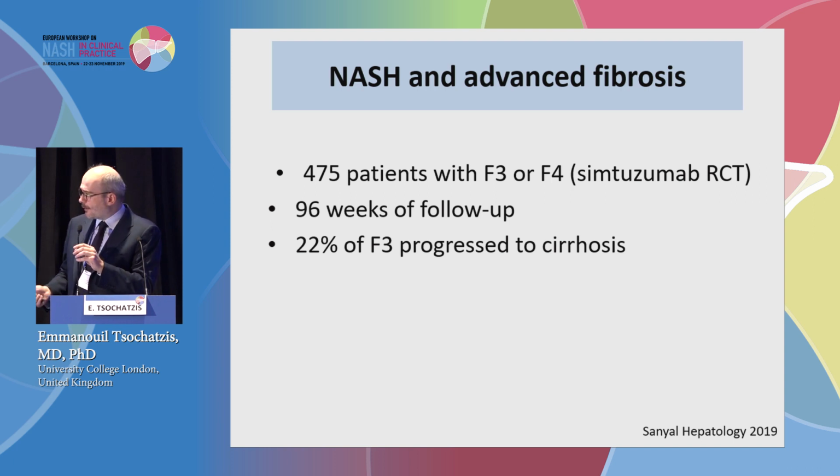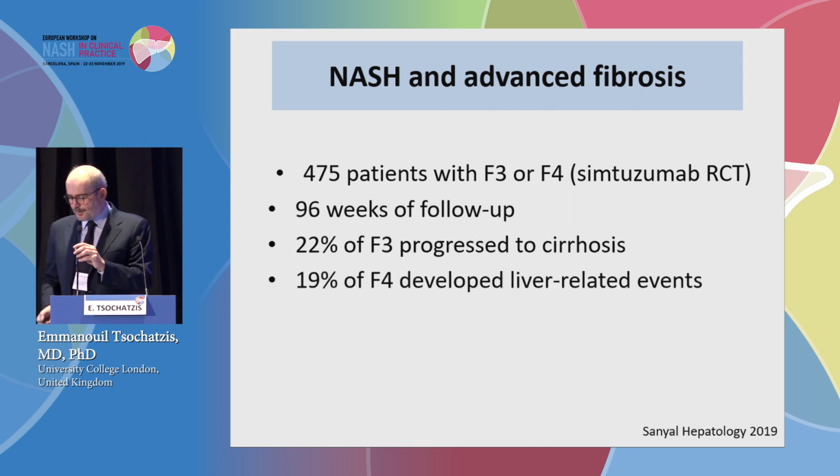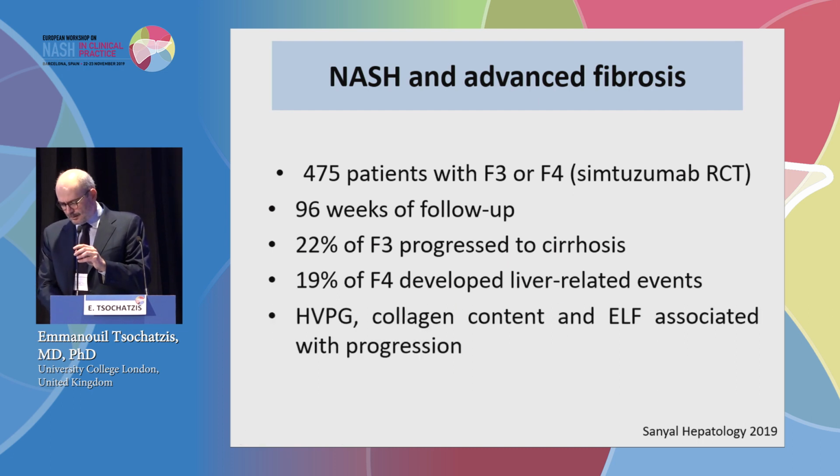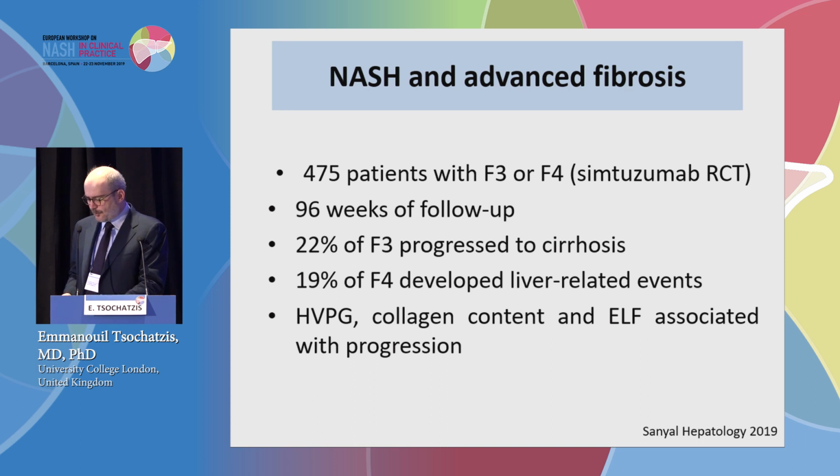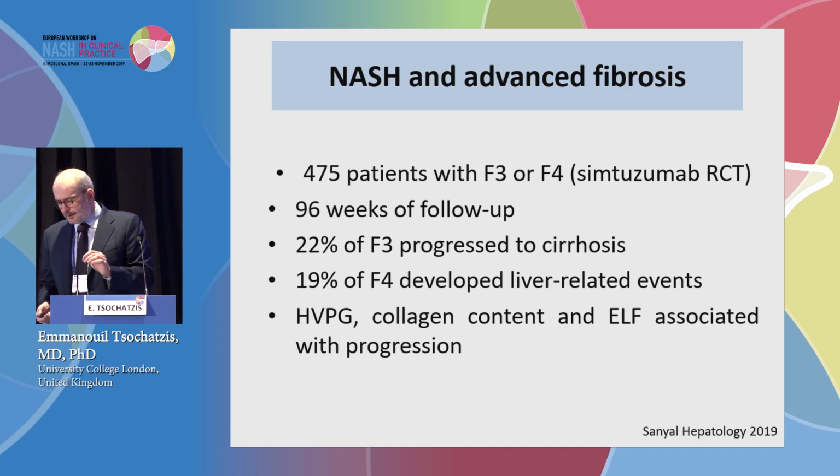And you can see that within 2 years, 22% of them progressed to cirrhosis, which is quite a significant percentage. Also, 20% of those with cirrhosis developed liver-related events. Hepatic venous pressure gradient, collagen content, and ELF were associated with progression. So what happens is that once the disease reaches this critical stage, then the progression is accelerated. These are high-risk patients that need our input.